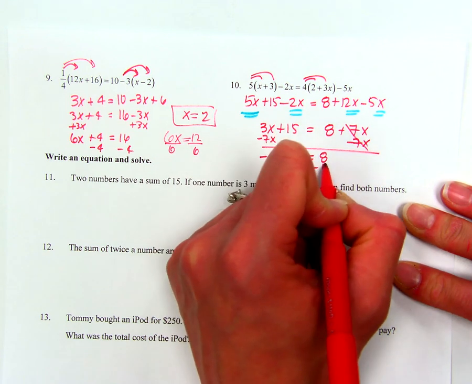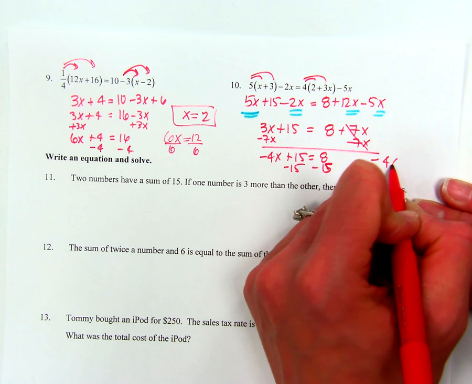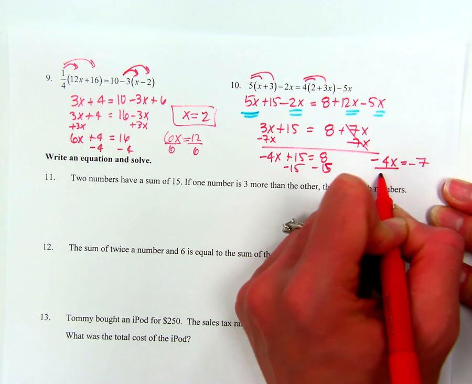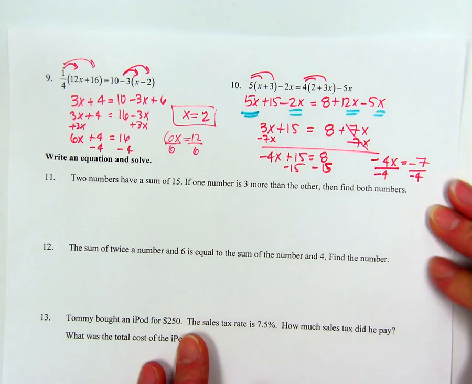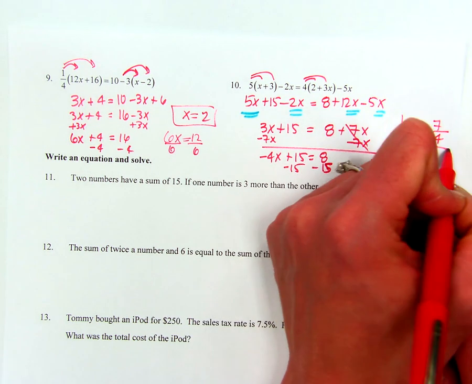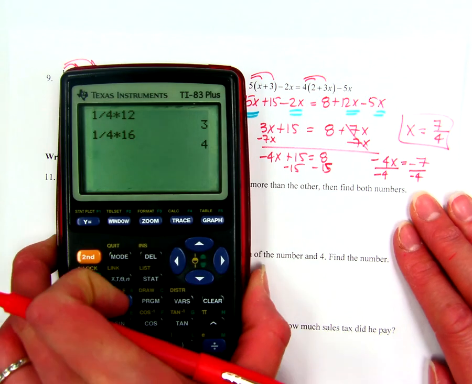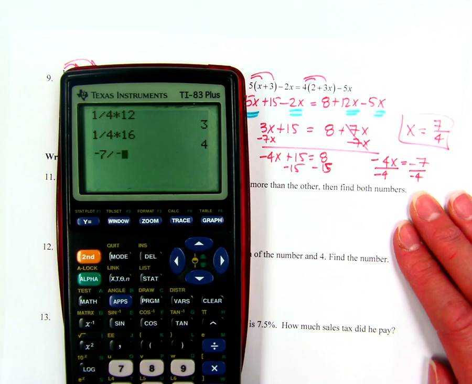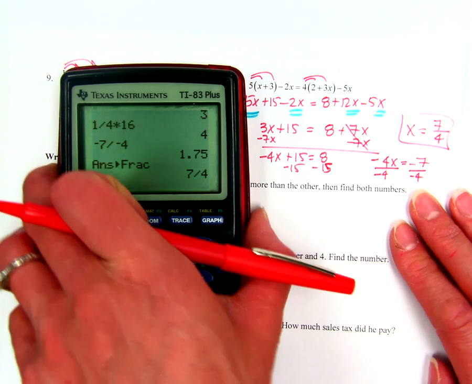Move my 15 over by subtracting, so I have negative 4x equals negative 7. And then I'm going to divide by negative 4. So when I do that, I get x equals 7 over 4. If you don't know where that came from, remember, use your negative sign. Negative 7 divided by negative 4. Change to a fraction, and you get 7 over 4.